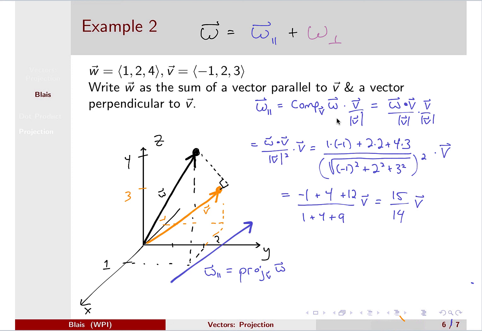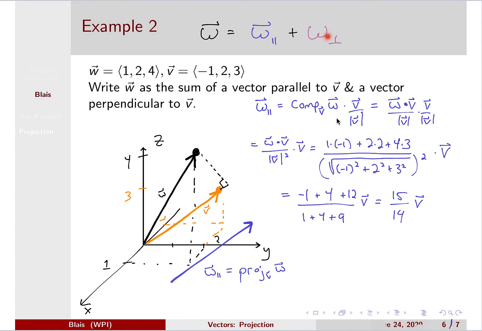So the vector projection of w in the direction of v is 15/14 times v, which actually makes sense from the picture. You can see that this purple vector, we had to make v a little bit longer to get the vector projection of w in the direction of v. By a little bit longer, we mean exactly 1/14 longer. So this gives us part of the answer. This gives us w parallel.